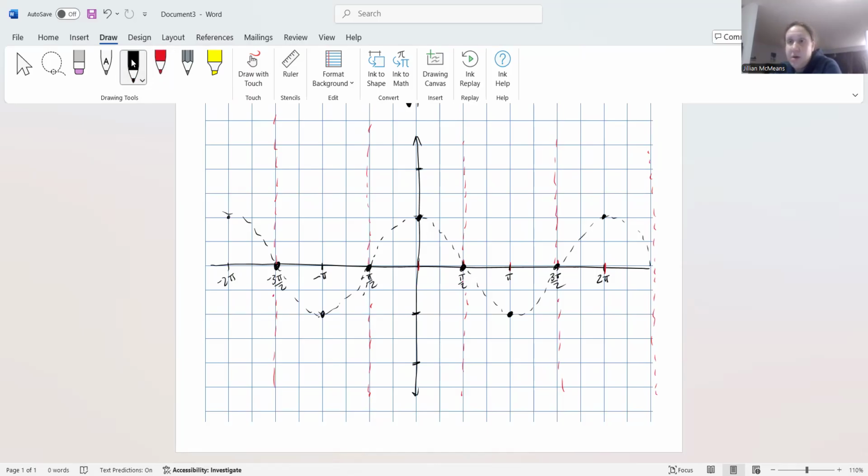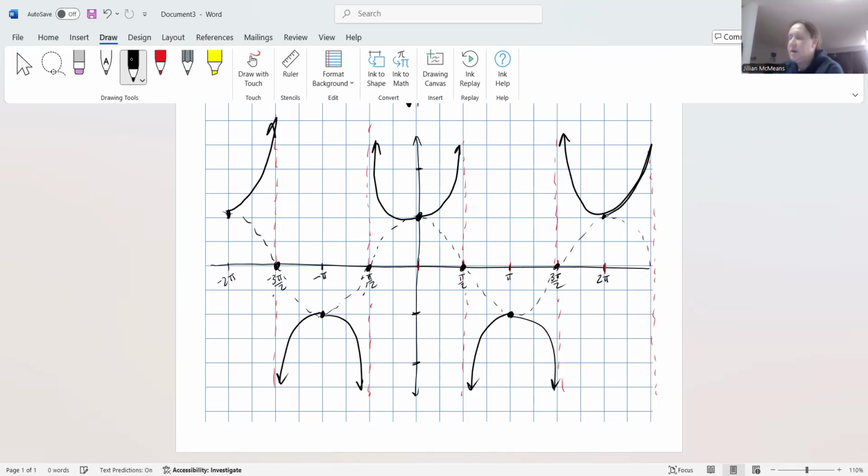So let's go ahead and draw in our secant curve. Remember, the max and min of cosine are going to be points on the graph of secant. So we know this is a point on the graph of secant, and then we just draw our curves. This is a point on secant, and we draw our curves. This is a point on secant, so we have room to draw half of our curve. This is a point on secant, so we have our curves. So there's the graph of secant.